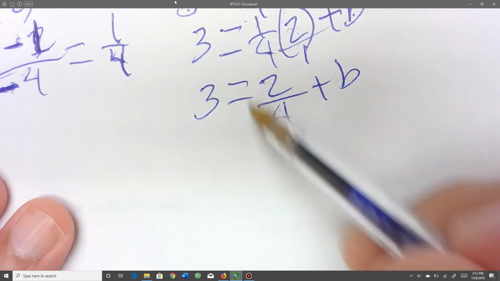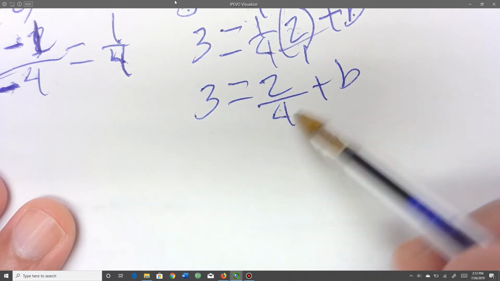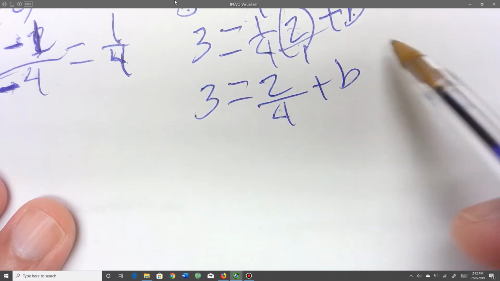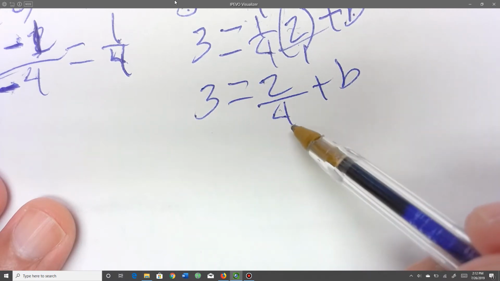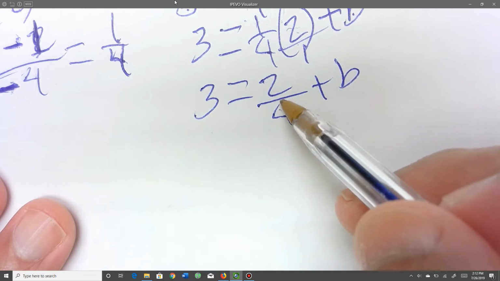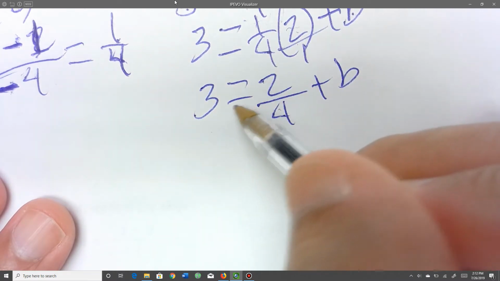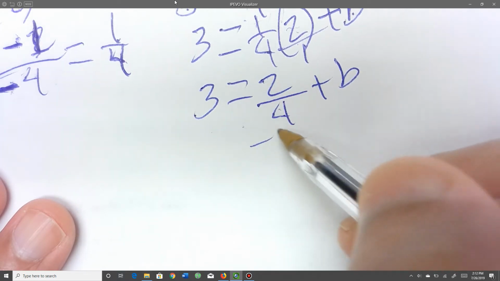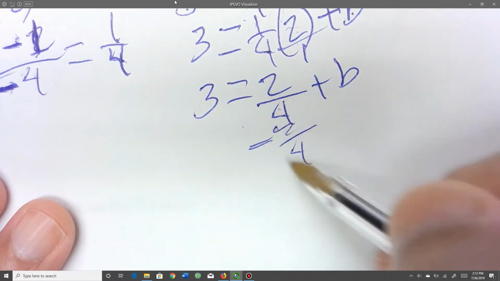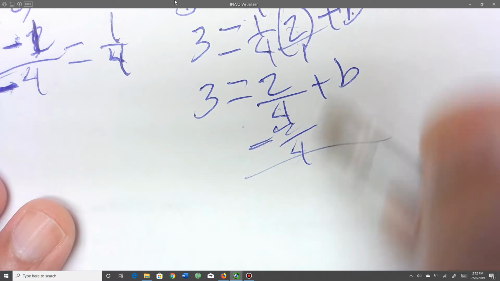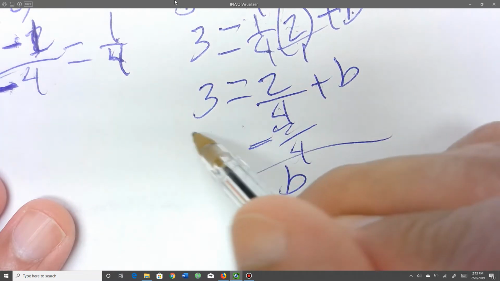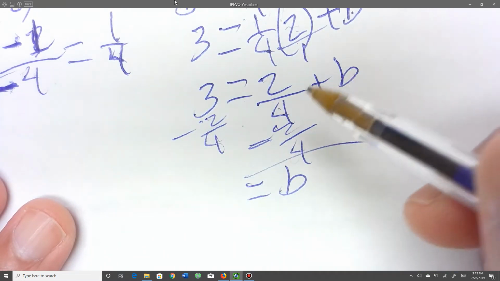And then from here, remember that you need to move however many terms you have in here with the b, because you're trying to isolate the b. So if you're adding or subtracting, move those numbers first. In this case, I'm adding 2/4, so I need to subtract 2/4, and then this adds up to 0. 0 plus b is just b, and whatever I do to one side, I need to do to the other.